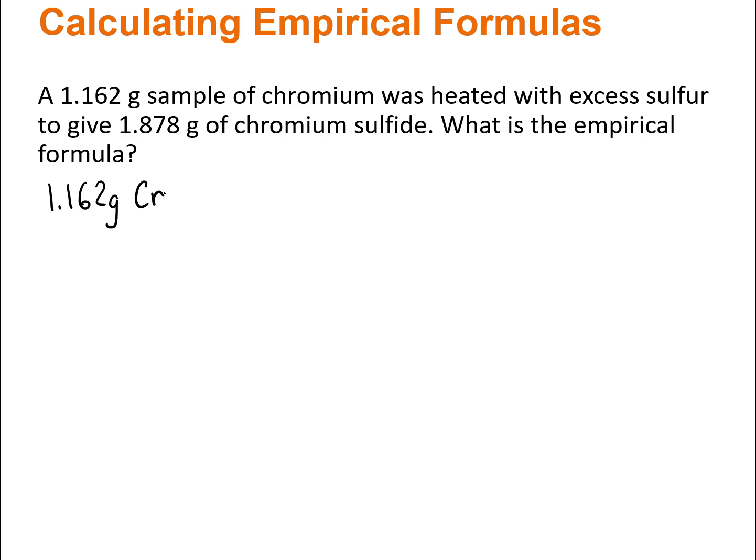We know that we're starting with a certain amount of chromium. We heated that with excess sulfur, and we made some kind of compound that has chromium and sulfur. We don't know what the subscripts are, so that's why I put X and Y. If we know the number of grams of each reactant, then we can figure out the number of moles of each reactant.